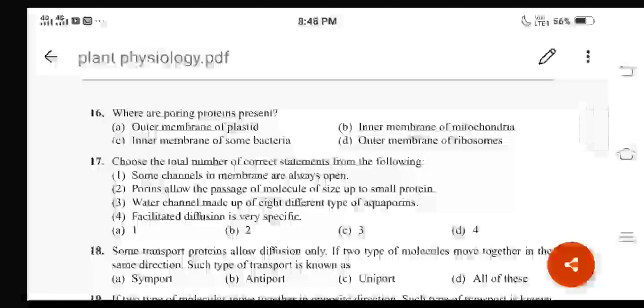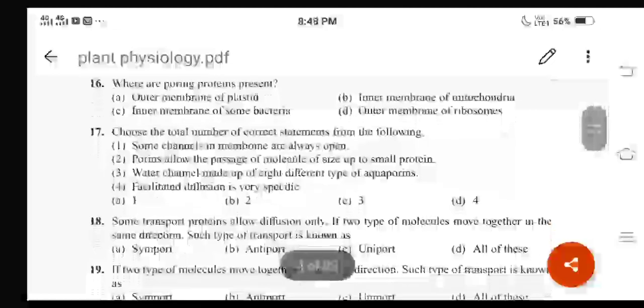Porins allow the passage of molecules of size up to small protein. This is also correct. Then water channel is made up of 8 different types of aquaporins. This is also correct. Then facilitated diffusion is very specific. This is also correct. So the number of correct statements means all are correct, so option D becomes the correct answer. Let us move on to the next question.